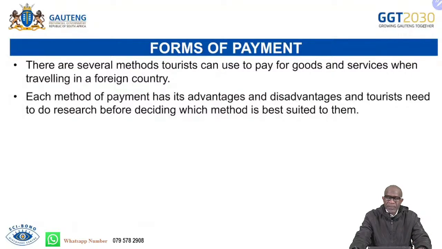As we move forward, we are going to look at what forms of payment entails. In explaining this concept, we would say there are various methods tourists can use to pay for goods and services when traveling in a foreign country. It is not only one method that is relevant, but there are various methods. And if you get back to our objectives, 7 methods or forms of payment have been identified.